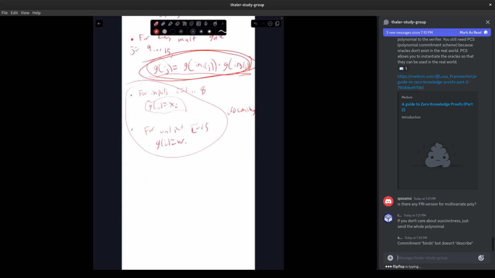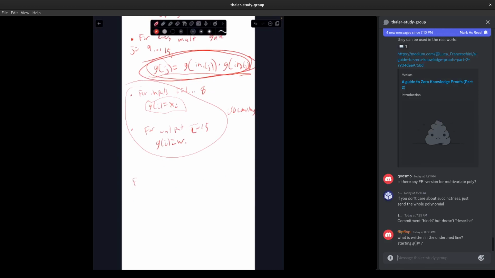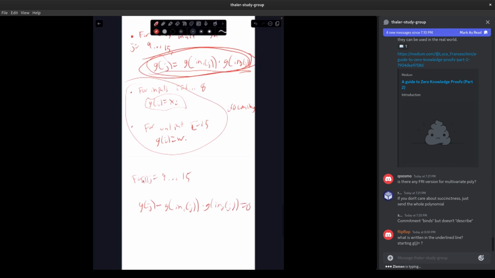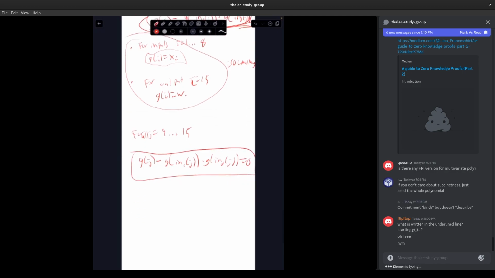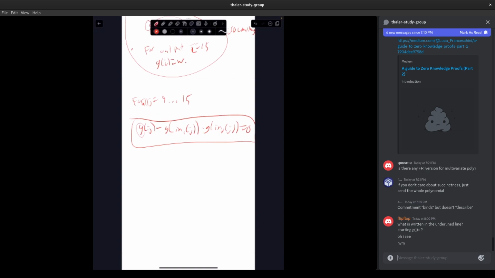Another way of writing these constraints is that for J equals 9 up to 15, you want G of J minus G of N1 of J times G of N2 of J to be 0. These are the constraints we want the prover to prove. It sends G, but ultimately we don't want the verifier to have to read all of G. The verifier just wants to evaluate G at a single point, or maybe 3 points. So how can the verifier check all of these constraints, one per gate in the circuit, while evaluating G at only 1 or 2 or 3 points?